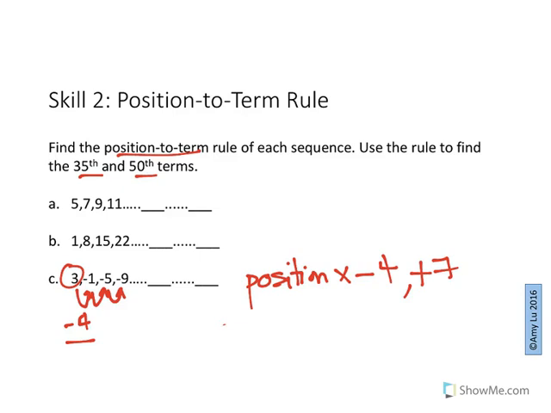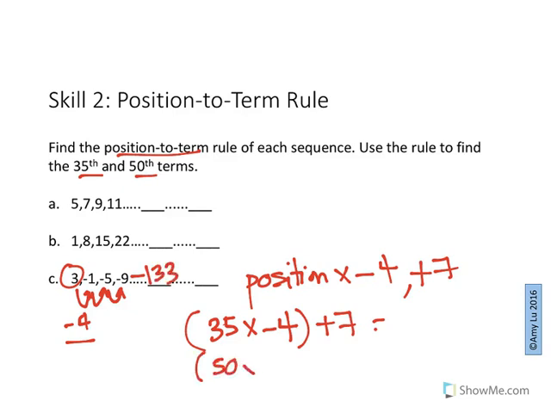So to find the 35th term, you do 35 times -4, then you add 7 to get -133. For the 50th term, you do 50 times -4 plus 7 to get -193.